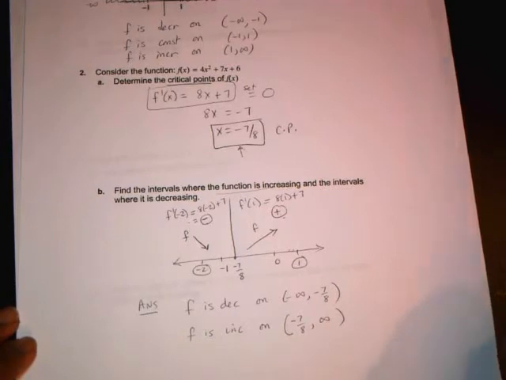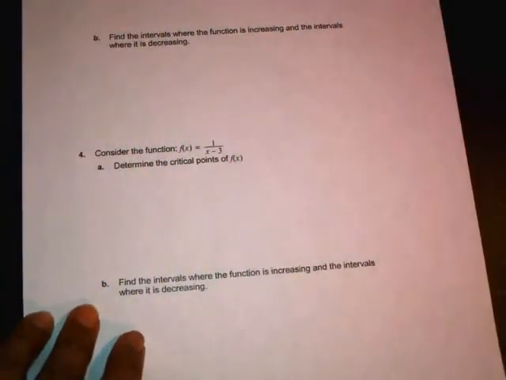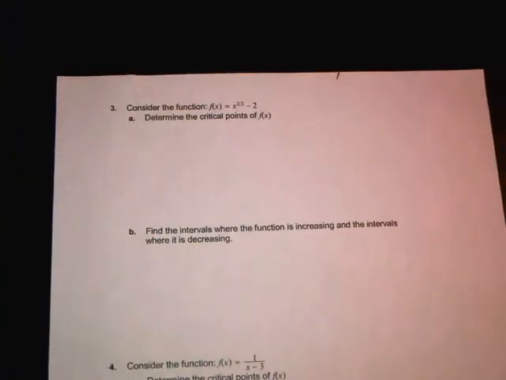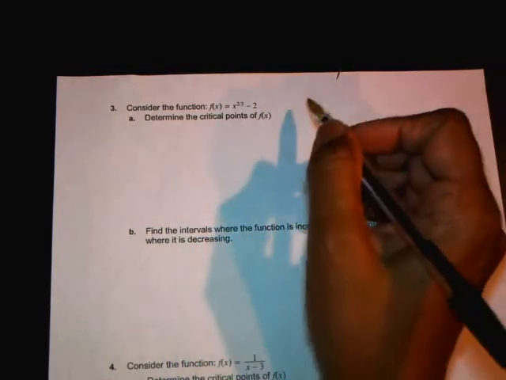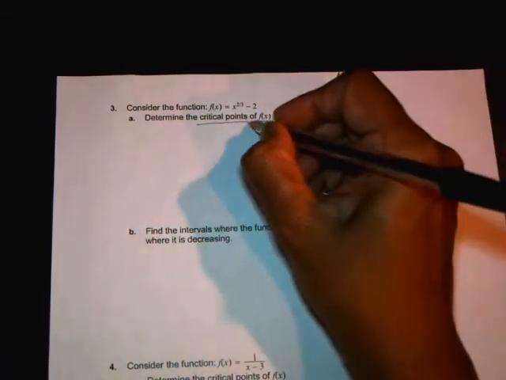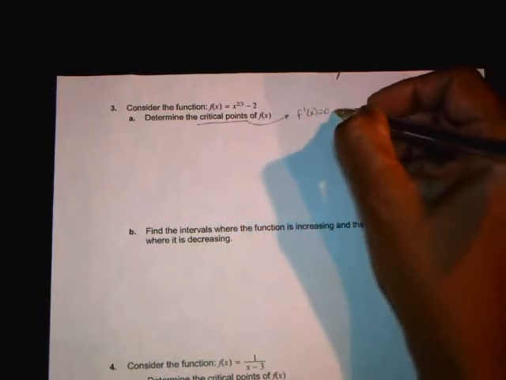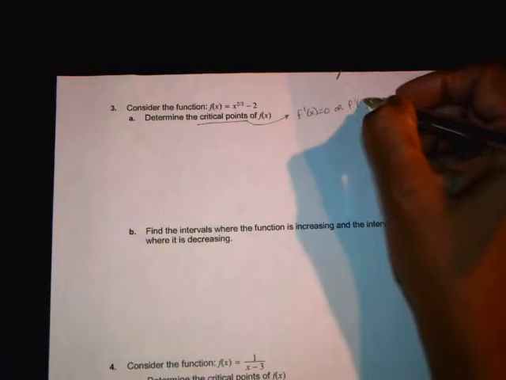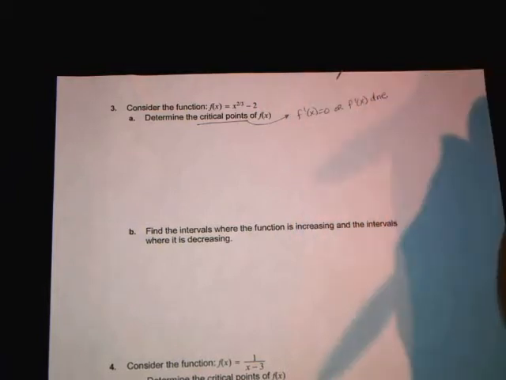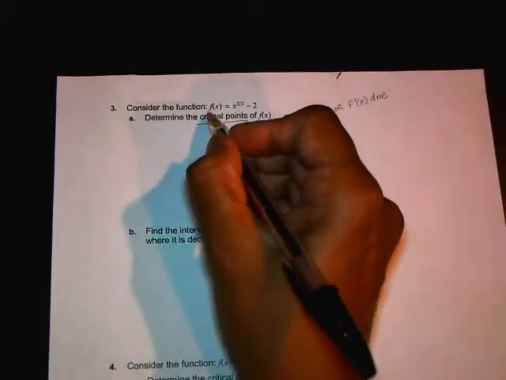Let's see what else is left on this worksheet here. We have a couple more examples. We're going to repeat what we did before. To find the critical points, remember the critical point is where f prime of x is 0 or f prime of x does not exist. Okay, so let's find the derivative.